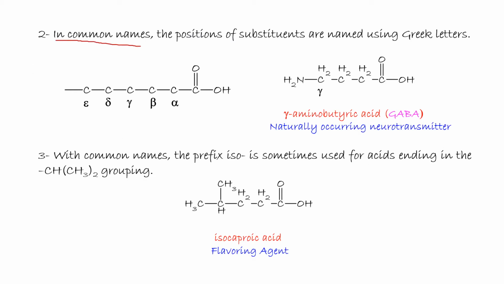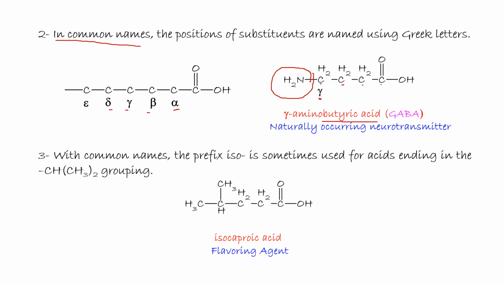In the common names, the positions of substituents are named using Greek letters: alpha, beta, gamma, delta, etc. For this one, we have here 4 carbons, 1, 2, 3, 4. On carbon number 4, which is gamma, we have NH2, amino group. So that's gamma-aminobutyric acid, GABA, a naturally occurring neurotransmitter.